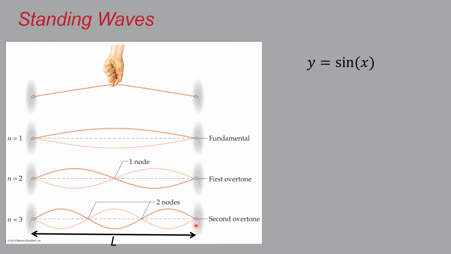So I'm going to define this overall length of the string as capital L. And the way that I would actually describe that first one, what's labeled here in the picture as the fundamental vibration, is y equals sine pi times x over L. What the pi over L factor is going to do is guarantee that it's going to be 0 at the very end. At x equals L, this will be 0.